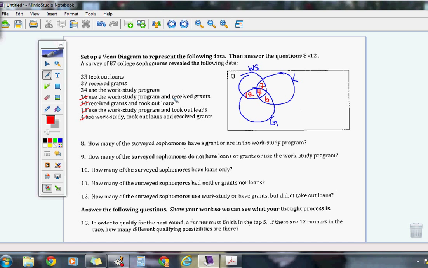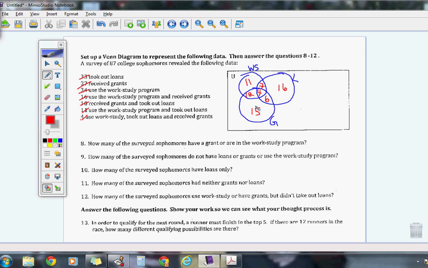34 use the work study program. So right now, if we look at this, we have 12 plus 4, 16, plus 7, we have 23. We need to put 11 more there because now there's 34 that use the work study program. Same with the grants here. 10, 22. We are missing 15 to make the grand total of 37 grants. And then 33 took out loans. Well, I got 10, 17, so I got to have 16 more over here to grand total up to 33.